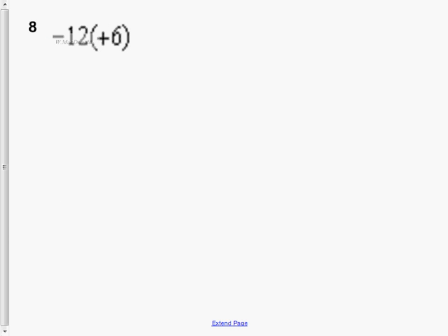Question 8 says negative 12, and right here we have a bracket and then a positive 6. If there are two numbers together separated by a bracket and there's no symbol in between, we can always assume that the missing symbol is multiplication. So in effect, what this is really saying is negative 12 multiplied by positive 6. These are the same questions. So 12 times 6, well 10 times 6 is 60, 2 times 6 is 12, so 12 times 6 is 72. We are multiplying, and they have different signs, which means our product will be negative.